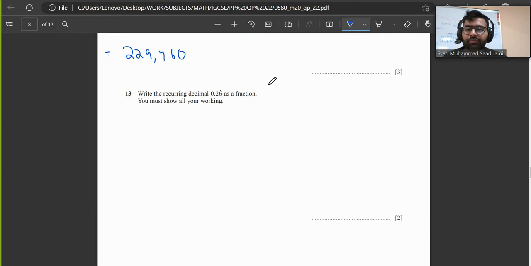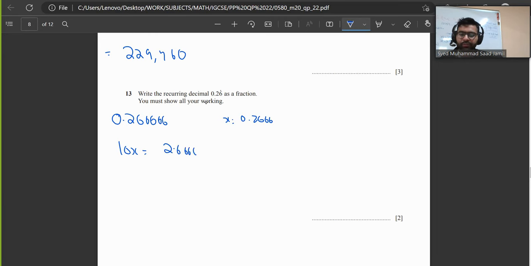Write the recurring decimal 0.26 as a fraction. You must show all the working. So basically this question means 0.266666. All right. So let's assume x equals 0.26666. Let's assume 10x equals 2.6666. All right. And let's assume 100x equals 26.6666.